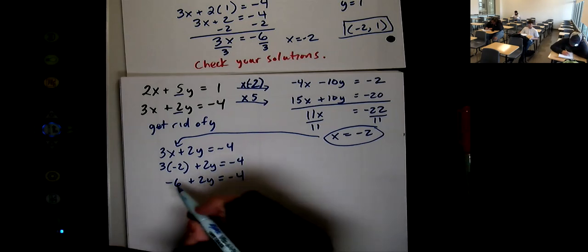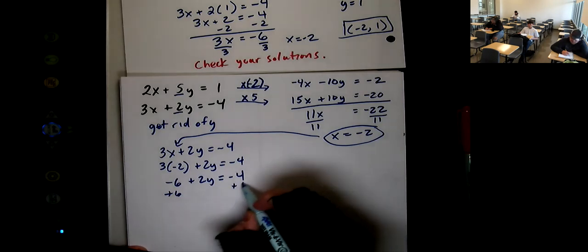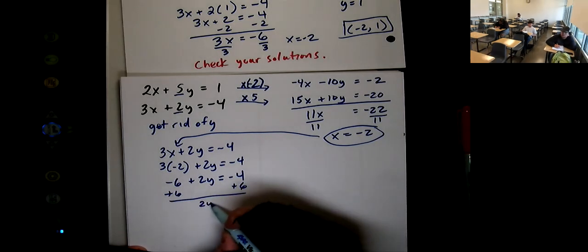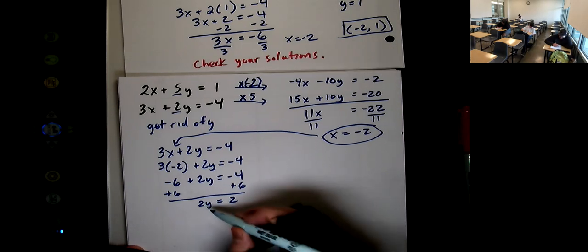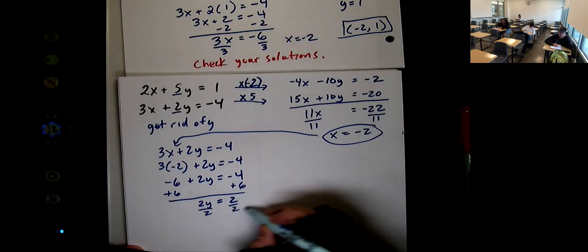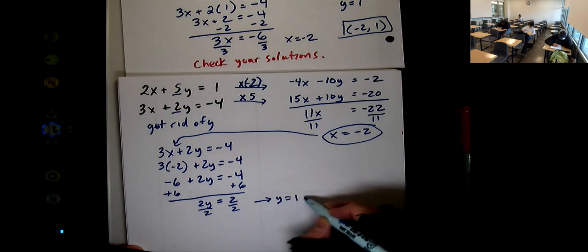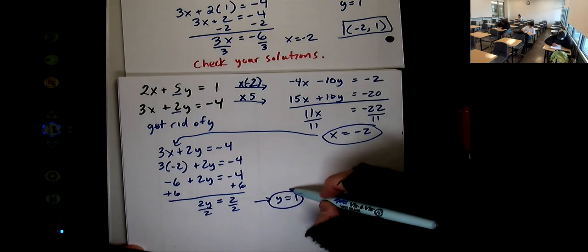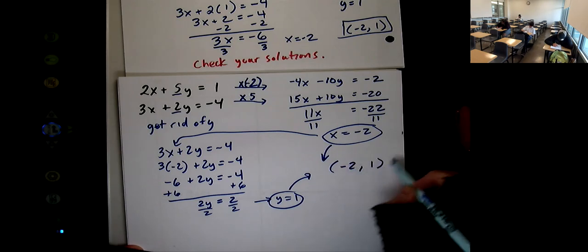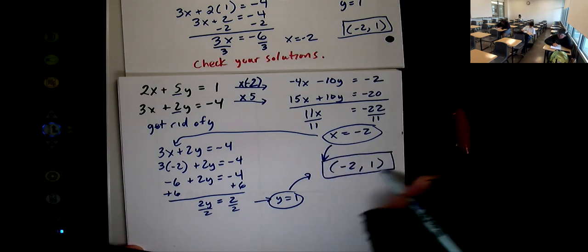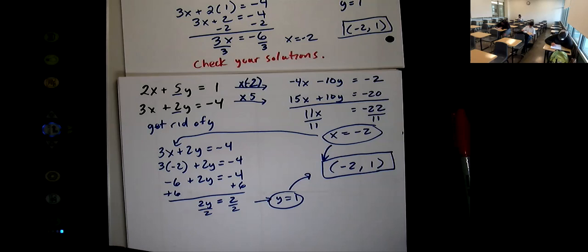We add 6 to both sides. We get 2y equals 2. Divide by 2 on both sides and we get y equals 1. Put these two together and we get the point -2, 1, like we did up above. You can see you get the same point.